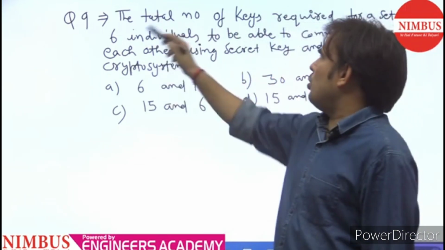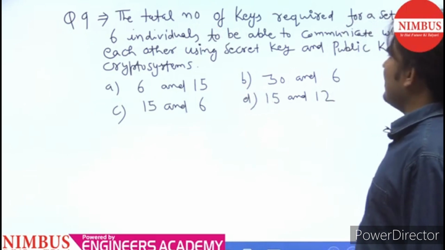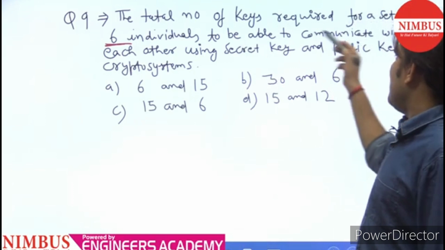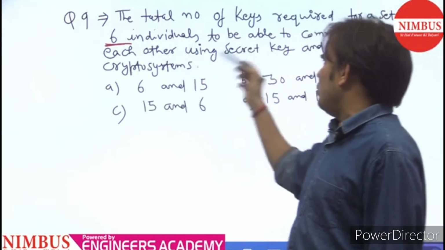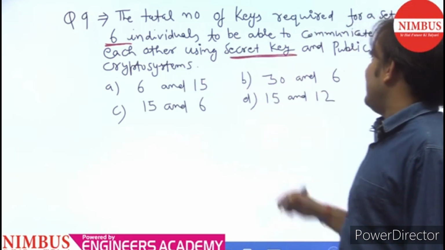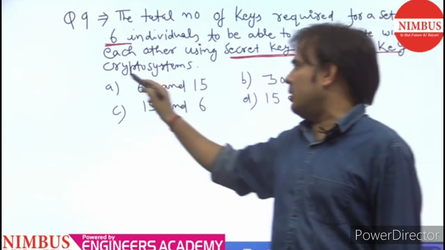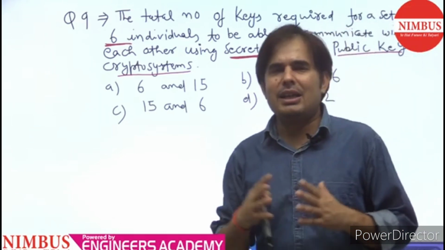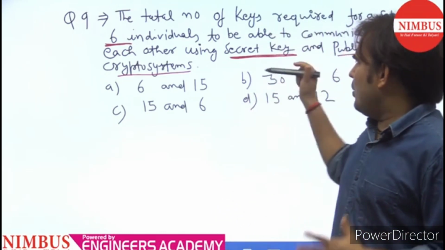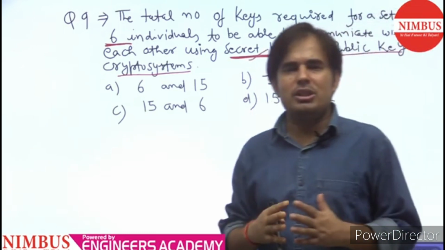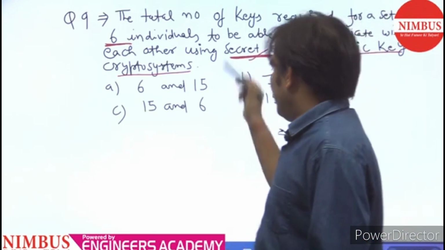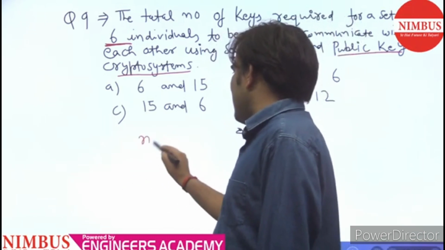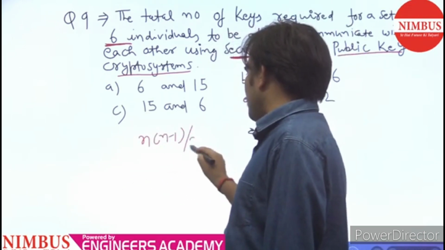This is question number 9. Let's see the question. The total number of keys required for a set of 6 individuals to be able to communicate with each other using secret key and public key crypto systems. So for that directly we have the formulas. When you are using a secret key crypto system or private key crypto system, then the number of keys is n(n minus 1) divided by 2.